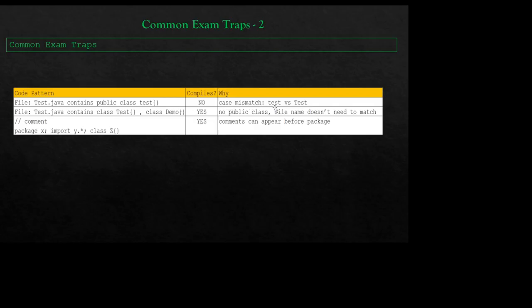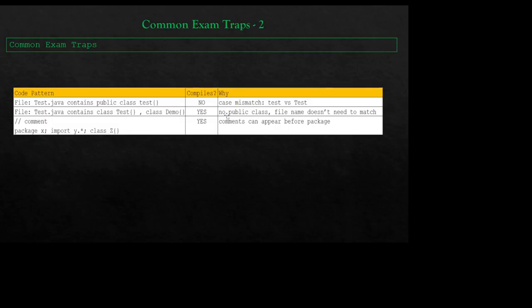Then we have test.java, which contains class test and class demo. Will this compile? It will compile, because they are not public classes, right? So even if they don't match test.java, it's fine. There's no public class here. And comments you can put anywhere. Comments can appear before the package.